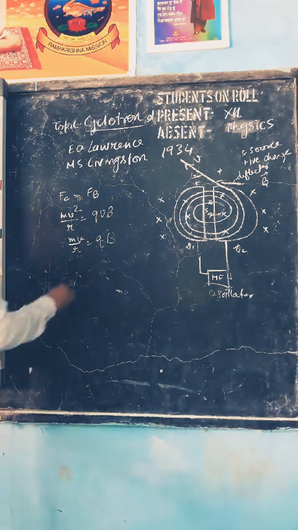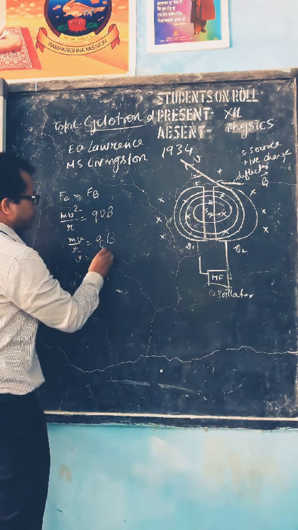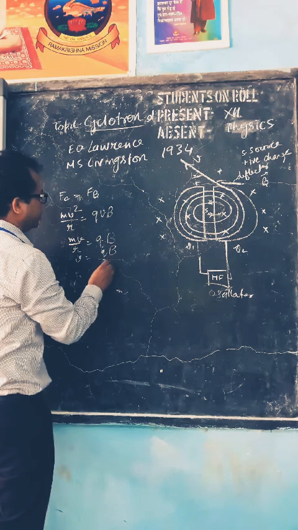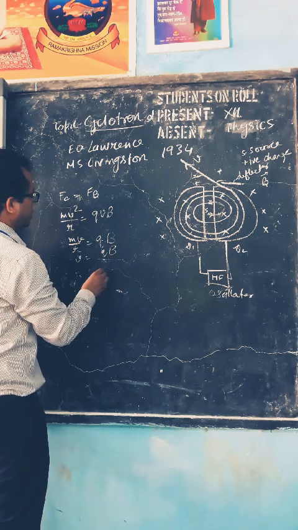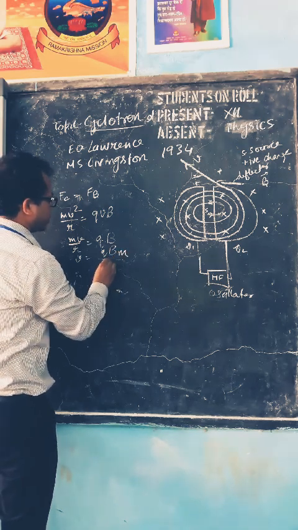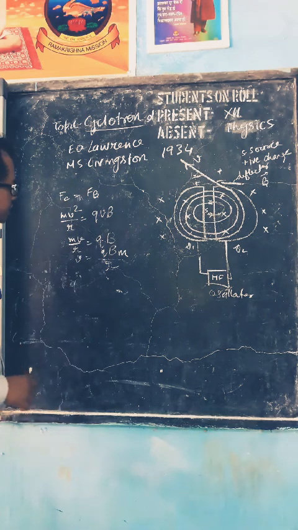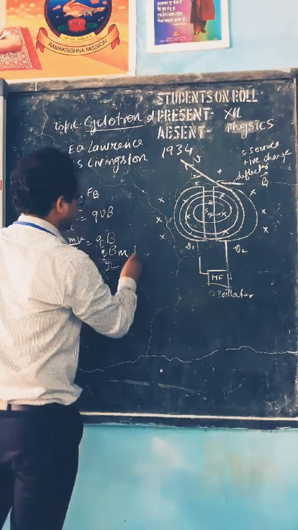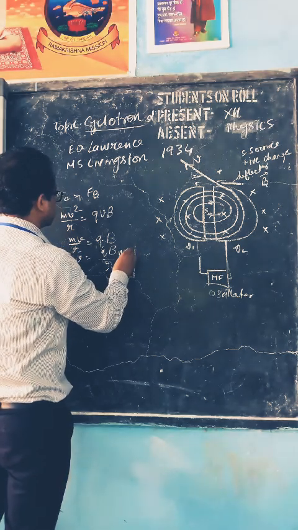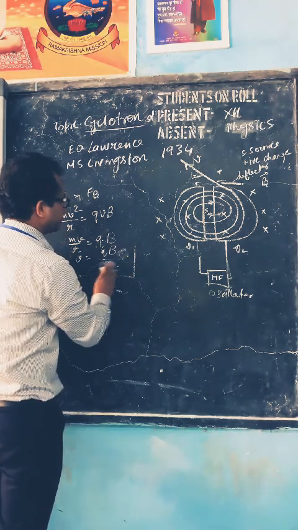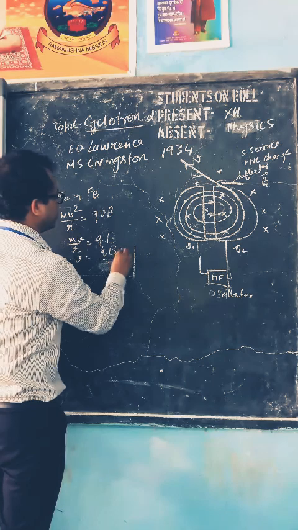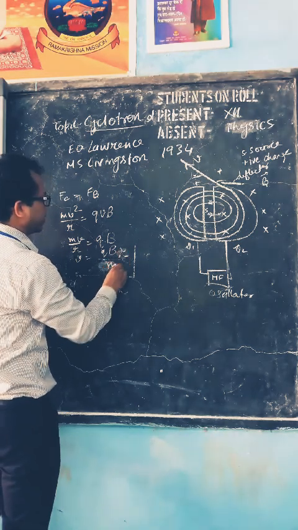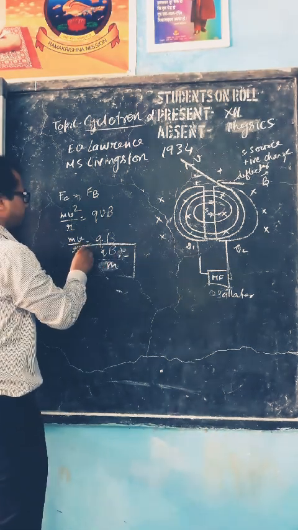So we can write the velocity v equal to qB into r upon m. Sorry, the r will be in the numerator: qB into r upon m. So the velocity of the charged particle is given by this equation.